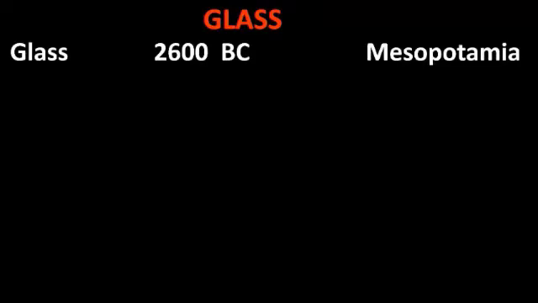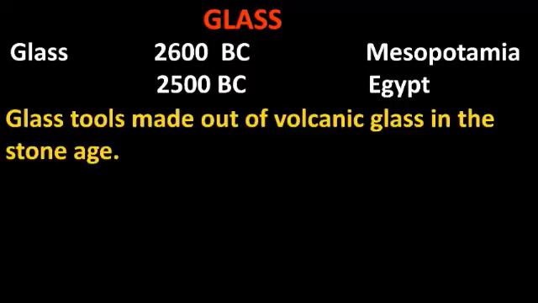Glass. The art of making glass can be traced back to 2600 BC in Mesopotamia. Egyptians practiced making glass around 2500 BC. Artificial glass was first prepared in the Egyptian or Mesopotamian civilization, whereas they used tools made out of volcanic glass in the Stone Age. Ancient China, however, discovered how to make glass a little later.